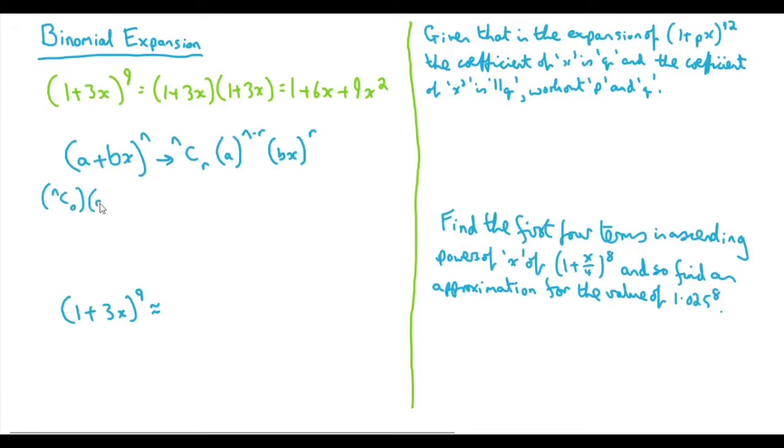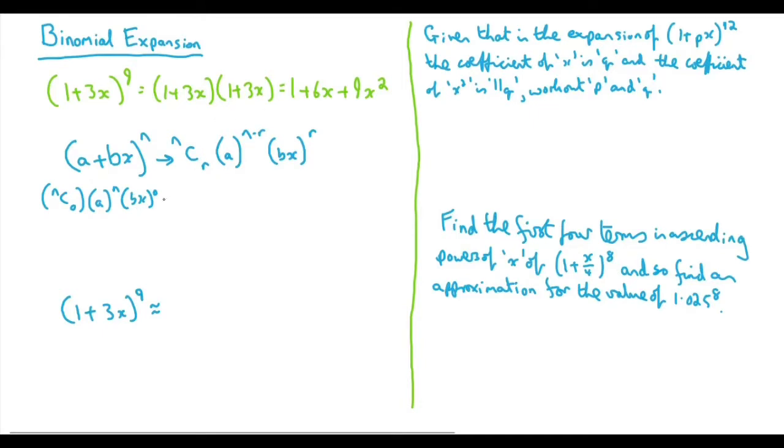For your terms then, you'll start with nC0. Then from here we'll have a to the power of n and bx to the power of 0. Obviously this is going to make the bx term disappear because anything to the power of 0 is 1 and times by 1 makes no difference. And that makes sense because if we look at the original expansion for the quadratic, the first term doesn't have an x in it, it's x to the power of 0.